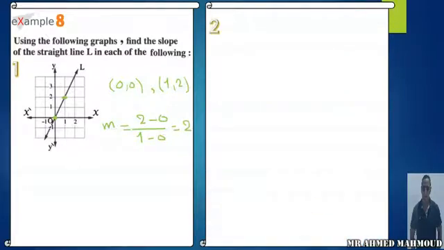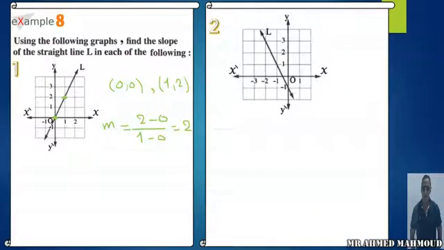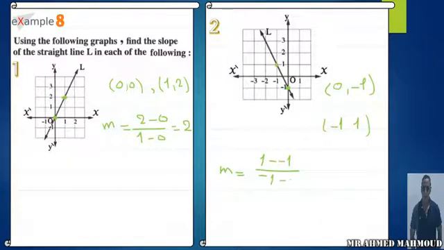Another case. Here the line is passing through the first point (0, negative 1) and the second point here (negative 1, 1). m here equals (1 minus negative 1) over (negative 1 minus 0), which is equal to 2 over negative 1, which is equal to negative 2.